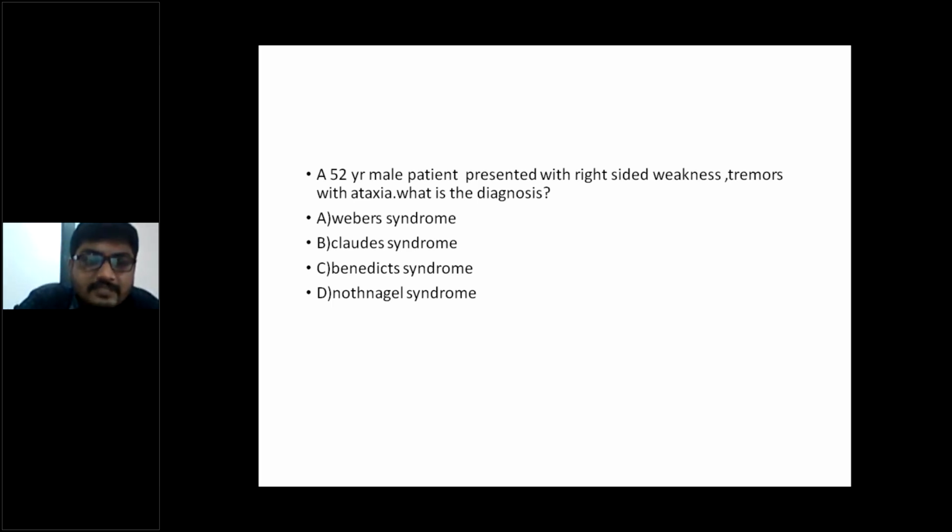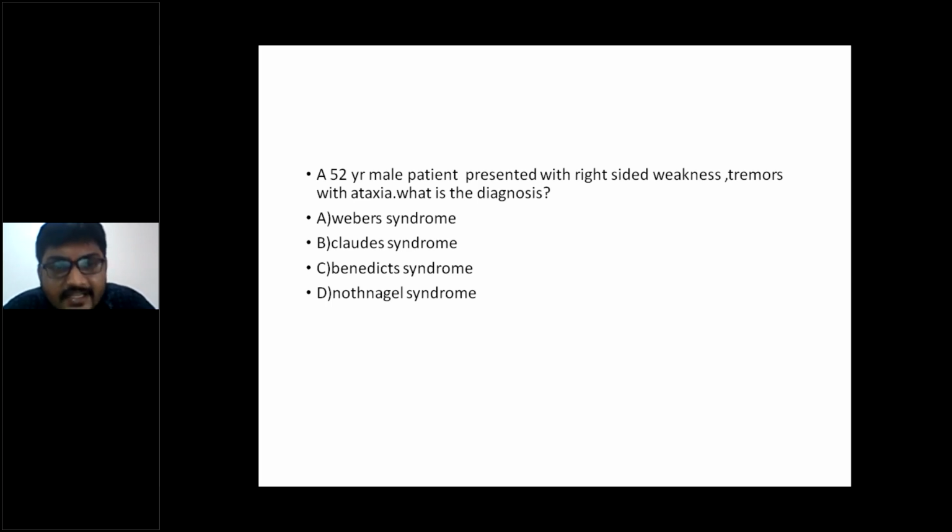So weakness is present in Weber syndrome, Claude syndrome, and Benedikt syndrome. Okay. So right-sided weakness, tremors and ataxia. In Claude syndrome, only tremors is present. No ataxia will be there.